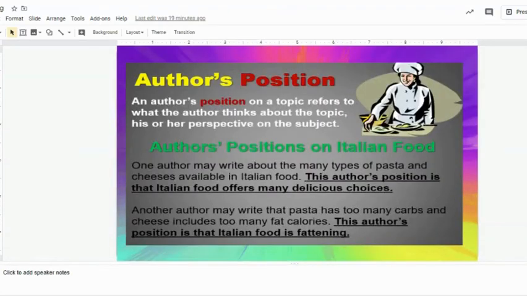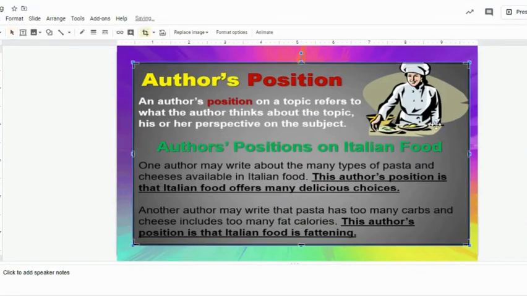All right. So point of view can also be called author's position. So an author's position on a topic, again, refers to how the author thinks about the topic or how they feel about the topic. And again, you can see here, it says perspective again.